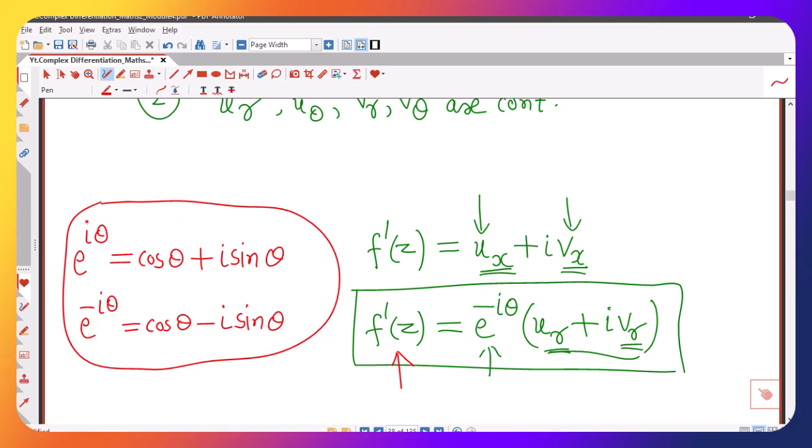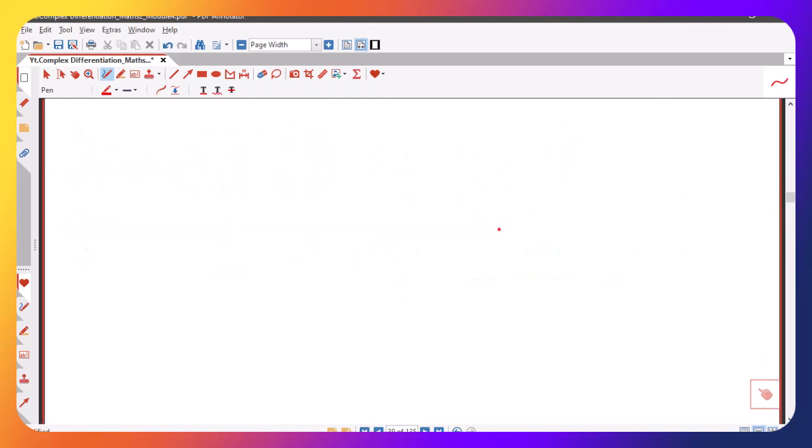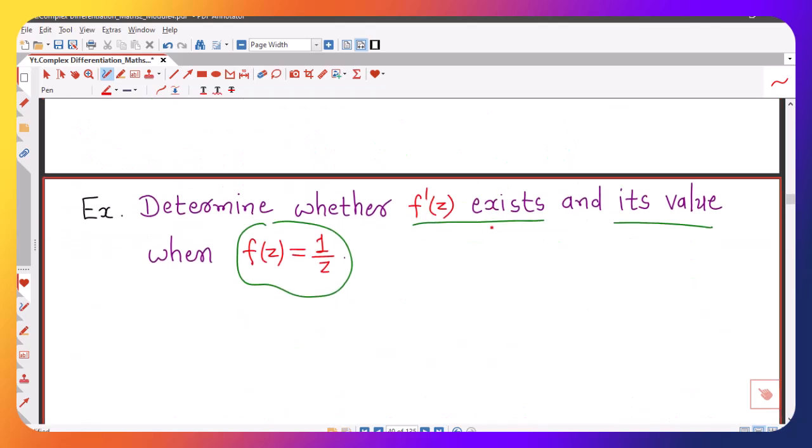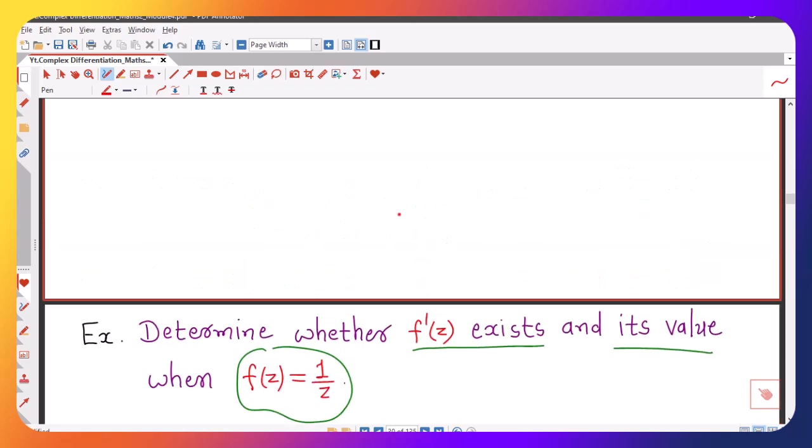e raised to iθ is cosine of θ plus i sin θ, and if we have minus, then we will have a minus sign here, and we will use this formula to find the value of the derivative at a point where it is differentiable. Now we determine whether f of z equal to 1/z is differentiable using Cauchy-Riemann equations in polar form.